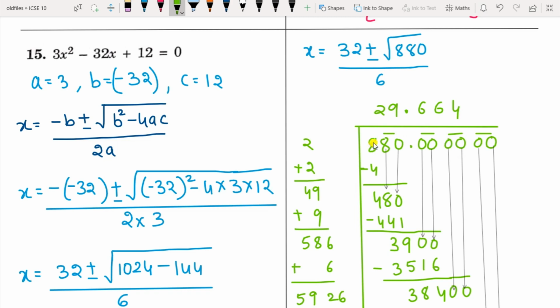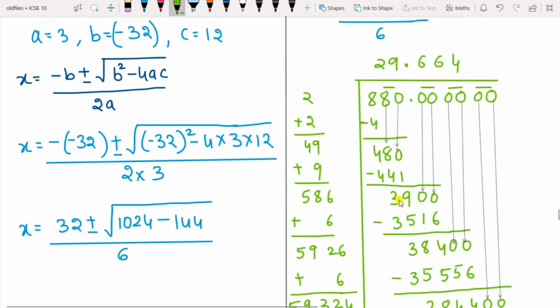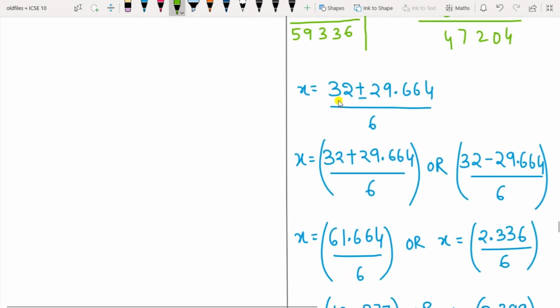Leave it as it is and do the division now by taking the square numbers only. So 3 3s will be 9. Then take 2 2s are 4 and do it like that. And this is your square root of 880 as 29.664. So substitute 29.664 in place of the square root of 880.